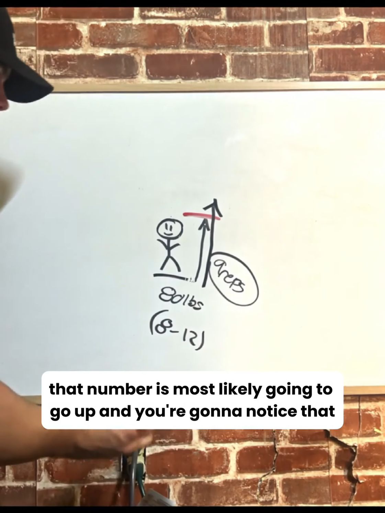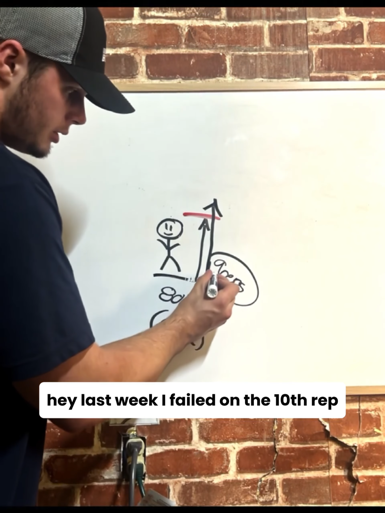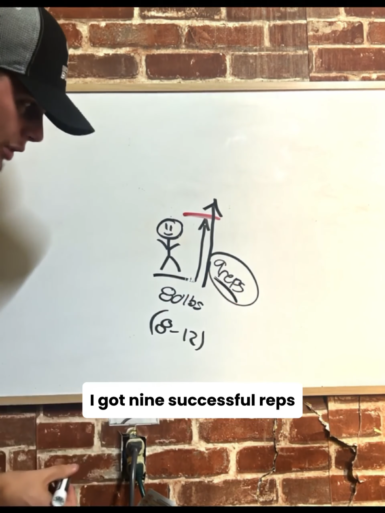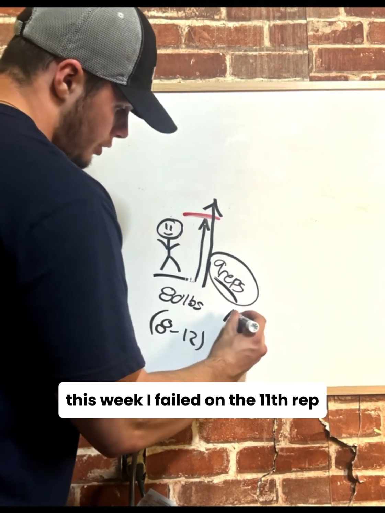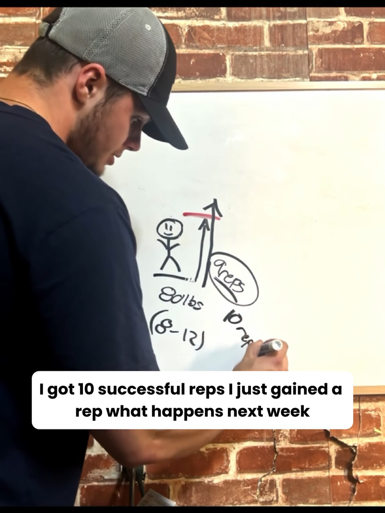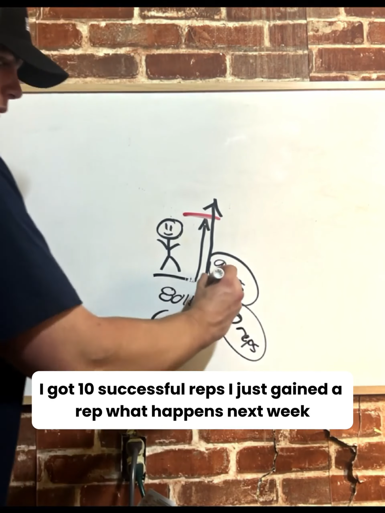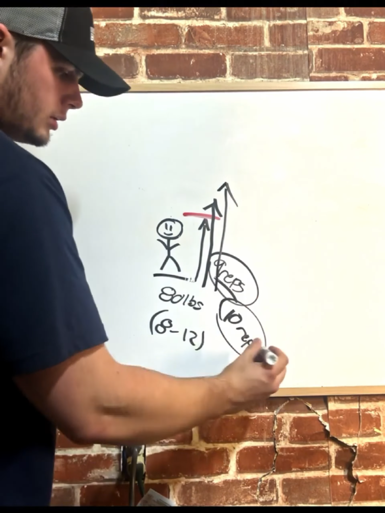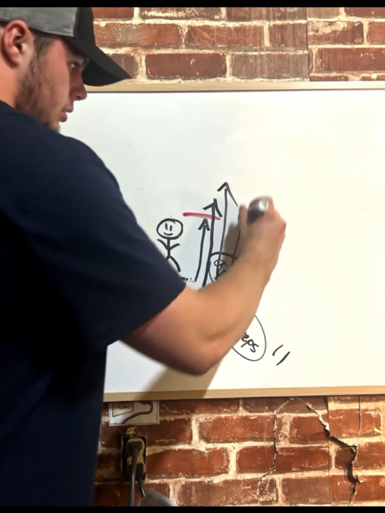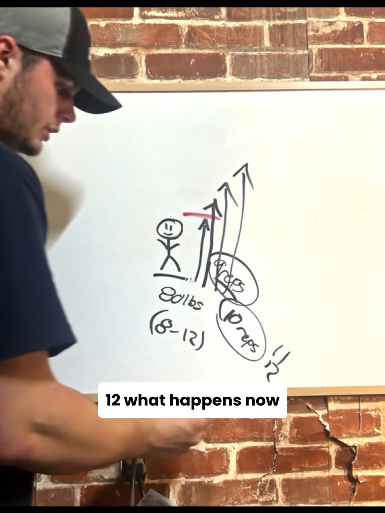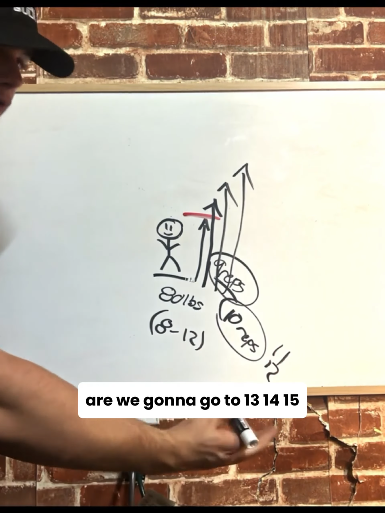And you're going to notice that, hey, last week I failed on the 10th rep, I got 9 successful reps. This week, I failed on the 11th rep. I got 10 successful reps. I just gained a rep. What happens next week? 11, 12. What happens now? Are we going to go to 13, 14, 15?